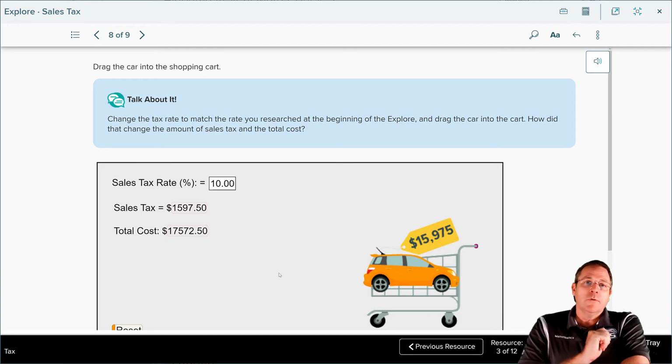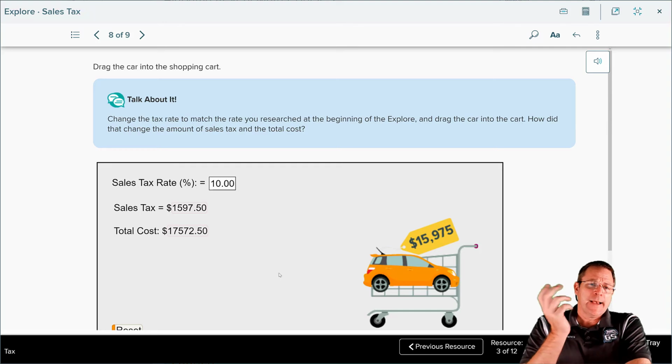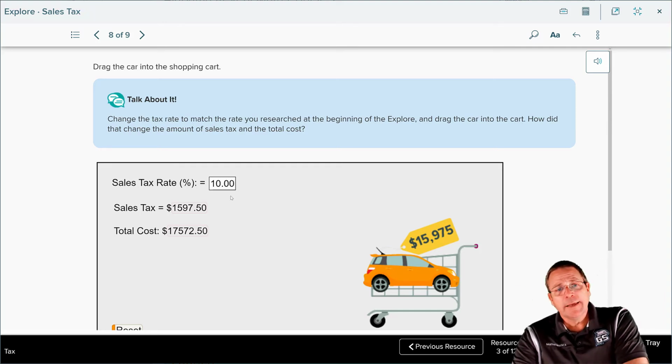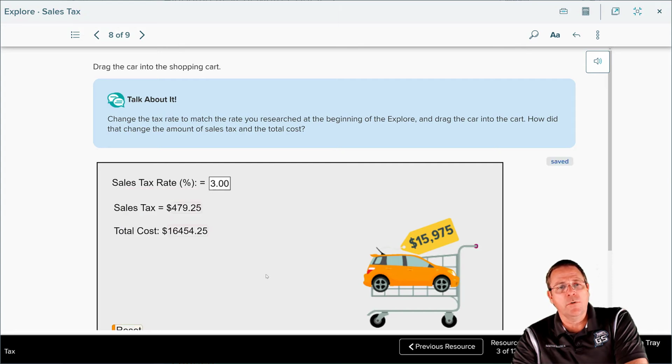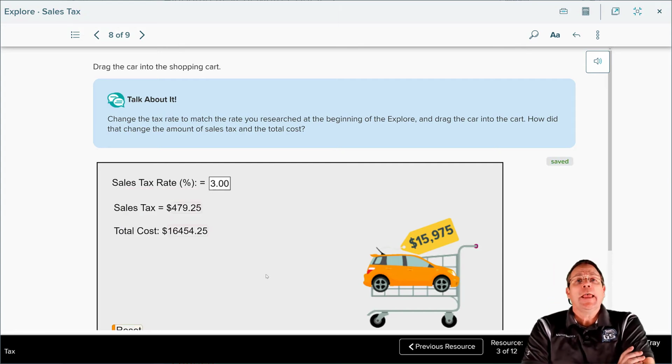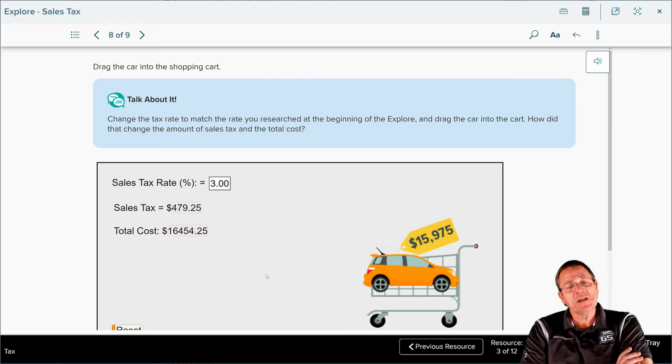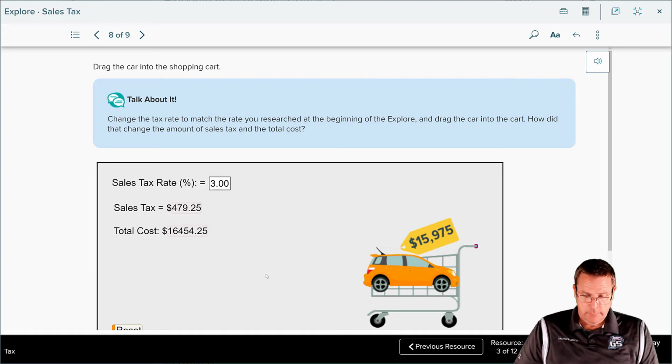But there's one cool thing about living in Alabama. Tax rate on a new car in Alabama is actually, I think, about 3% when you get out the door. So now at 3%, you only have about $500 tax. So that's actually not such a bad deal.